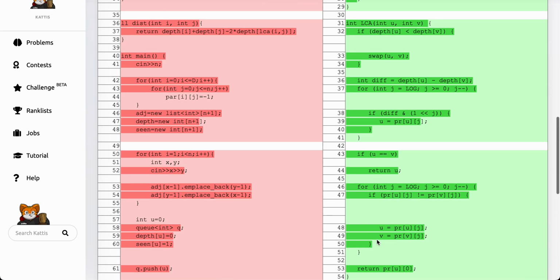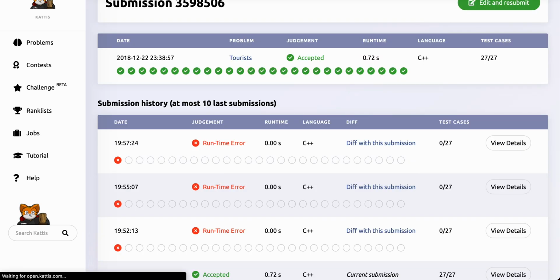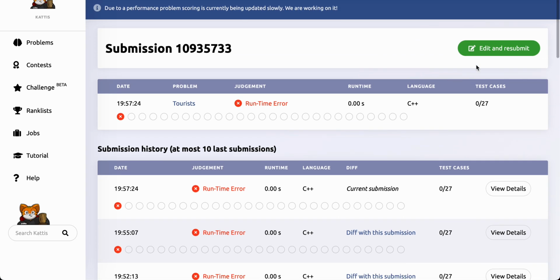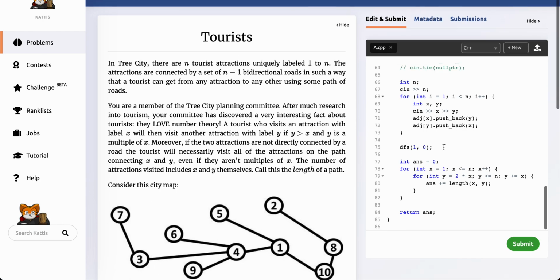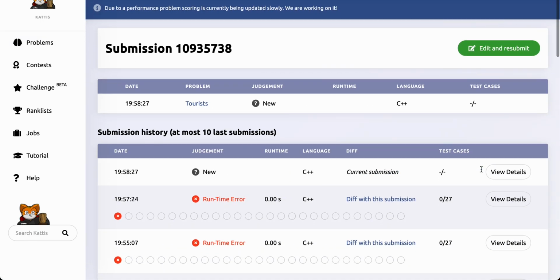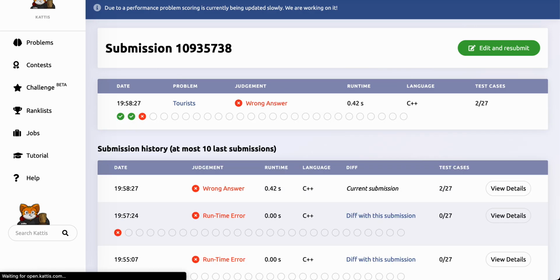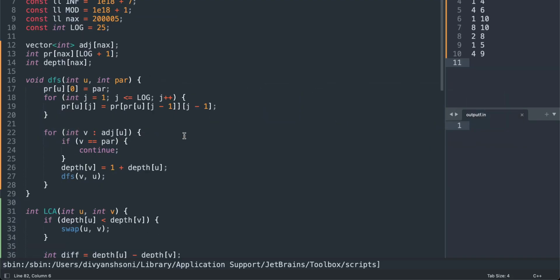Okay, we need to return the answer. We don't need to return the answer, we need to print out the answer. What am I doing? Okay. Return 0. Okay. Okay, at least something worked. Fine. It is a wrong answer.